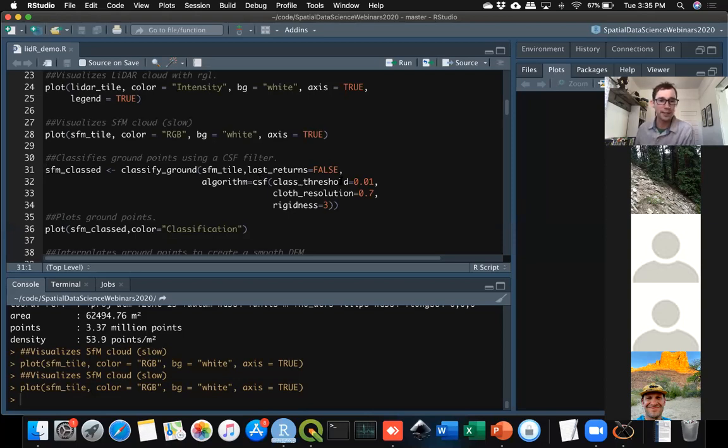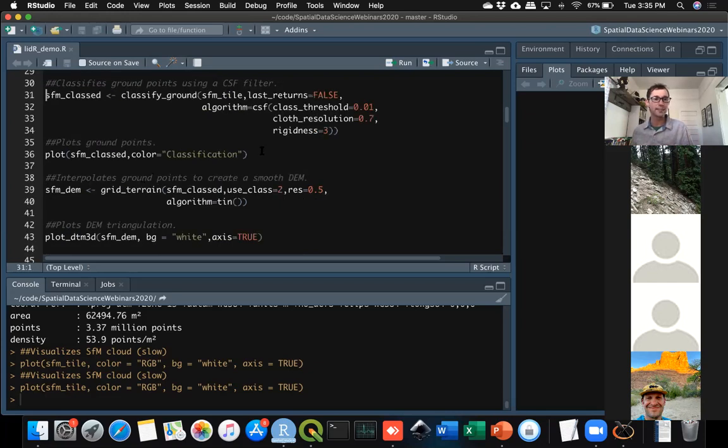The CSF algorithm has a couple of different thresholds here. The classification threshold is how close to that simulated cloth points should be while still being classified as ground. So here we're saying only pick the points as ground that are within 1 centimeter of the simulated cloth. We can pick the resolution of that cloth, in this case 0.7 meters, 70 centimeters. And we can also choose the rigidness. So we want it to be relatively rigid, just a little bit stretchy. So we can set that parameter.